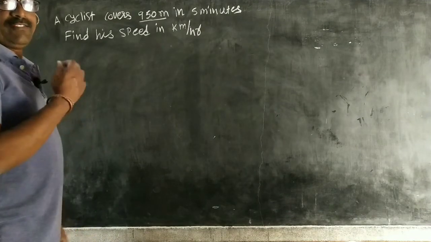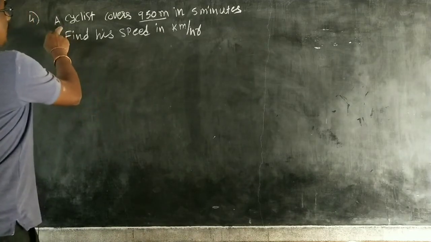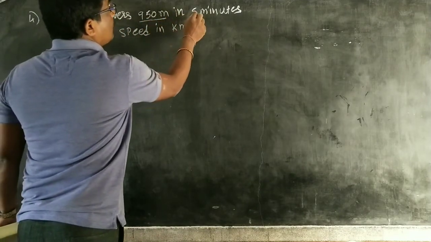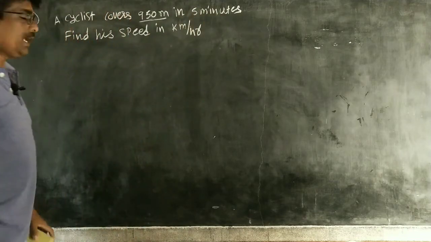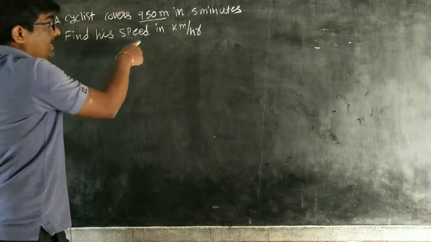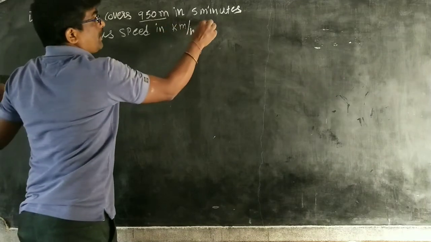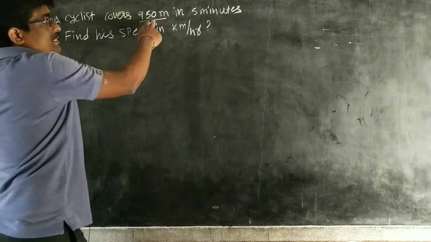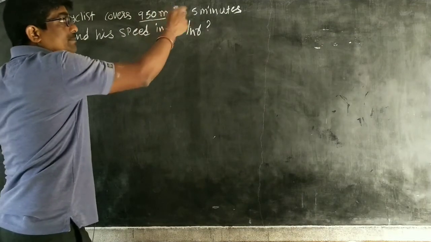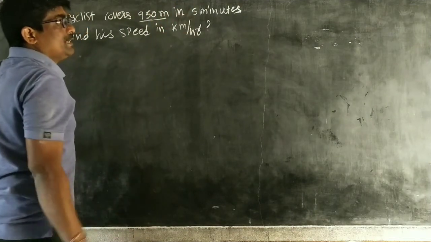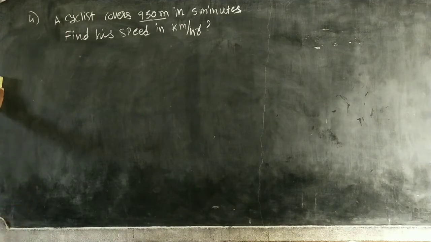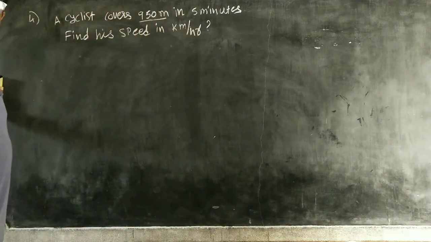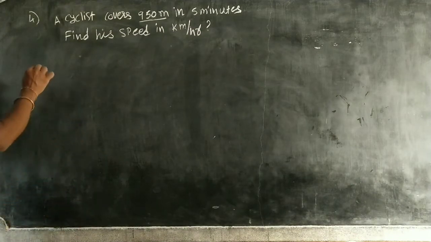Next, again one problem. A cyclist covers 950 meters in 5 minutes. Find his speed in kilometers per hour. Observe, distance is given in meters and time is given in minutes, but he wants the answer in kilometers per hour. How do we solve it? So, solution.